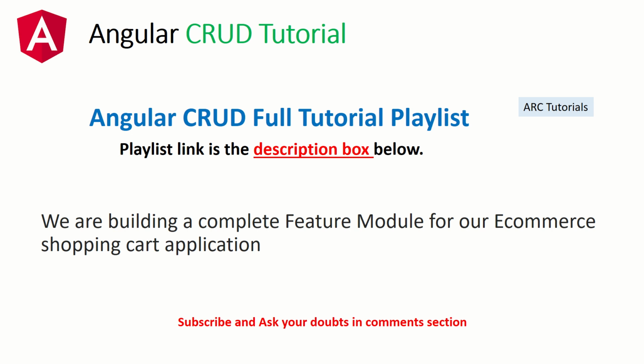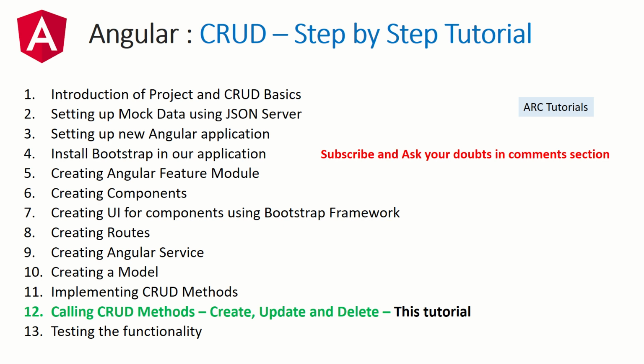We are trying to build a complete feature module called products for our e-commerce shopping cart application called Shop for Less. Right, so we are almost nearing the end of this particular series where we are building an end-to-end feature module and application from scratch. Today we'll be learning how to do the CRUD methods, which is create, update, and delete for our feature module.